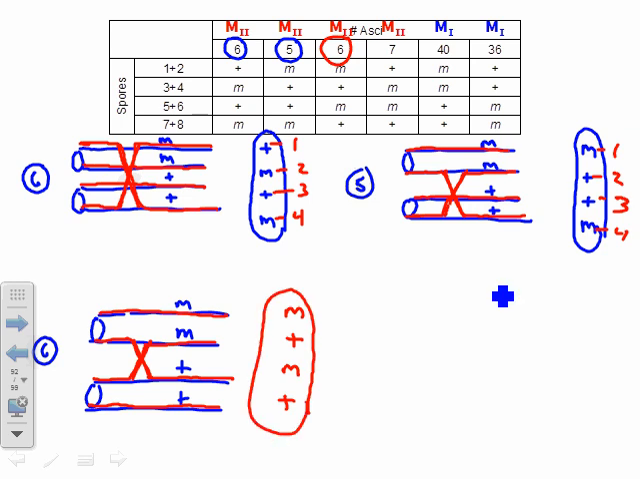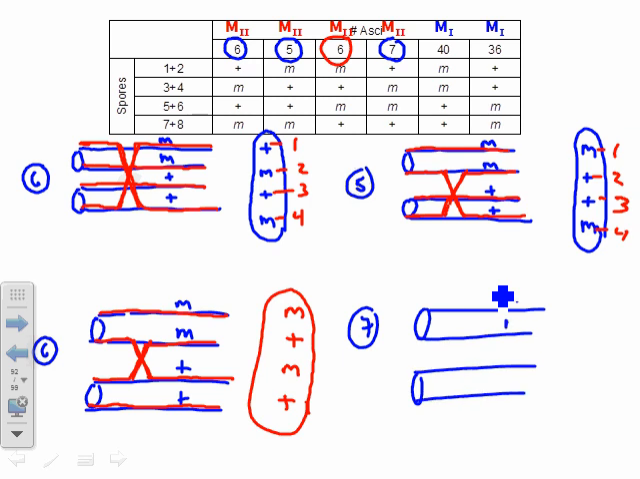And lastly, I won't go through this one in detail. Let's just say for the seventh one, we could just draw this one out, and you can work through it on your own. The crossover would have to occur to produce this genotype between the first and the third chromatids, and that would then yield this plus M plus pattern.